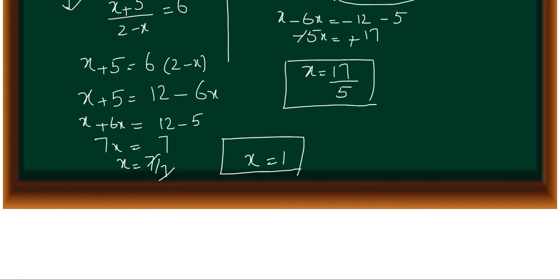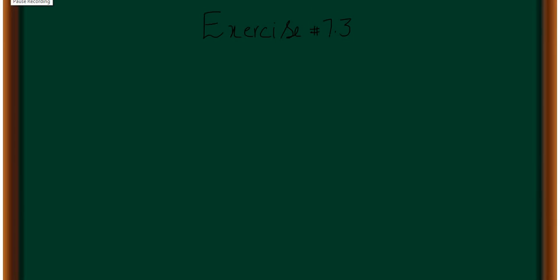Now we are solving exercise 7.3, and short syllabus. First of all, mark the short syllabus questions of exercise 7.3. Exercise 7.3 short syllabus questions are question number 1, part number 2, and question number 2, part number 3. This is classwork, and homework short syllabus questions are question number 1, part number 4, and question number 2, part number 4. So first of all, we solve question number 1, part number 2.